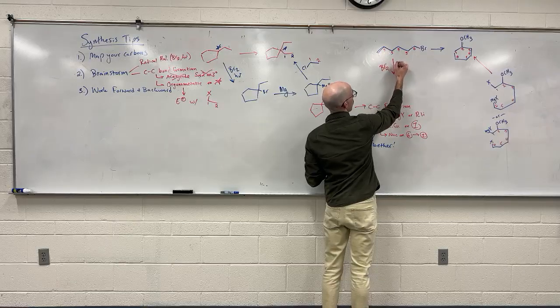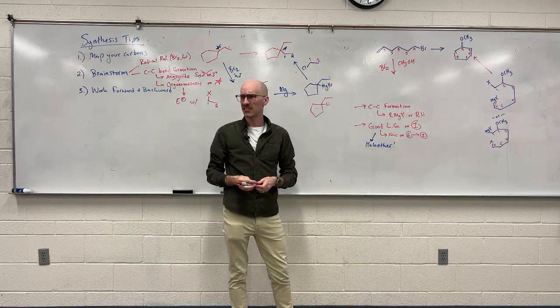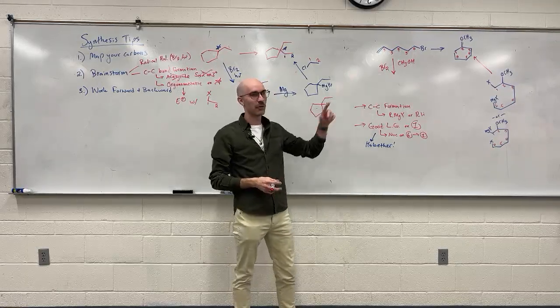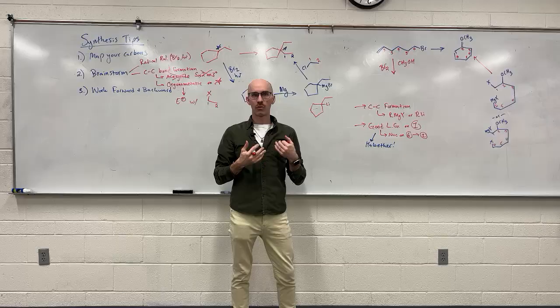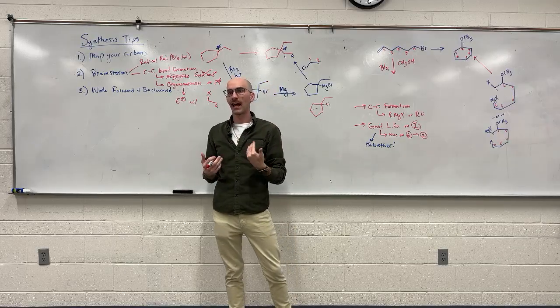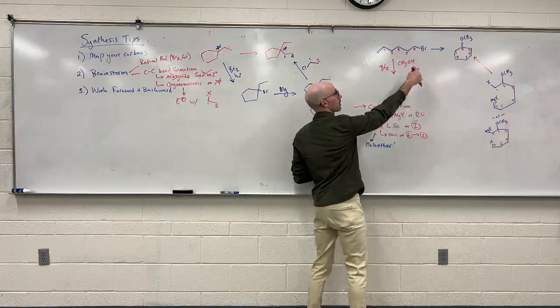Br2, CH3OH. How do I know it's CH3OH? Because I want OCH3. Whatever my ether linkage is, I want that to be my alcohol carbon chain. I've got a methoxy ether, so I'm going to use methanol.